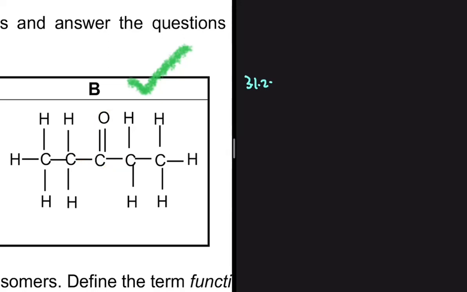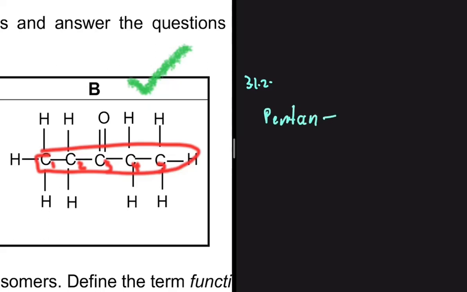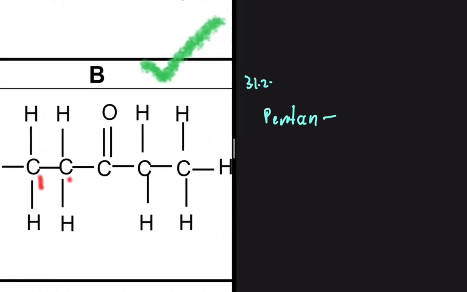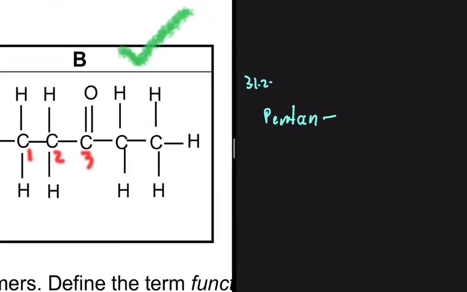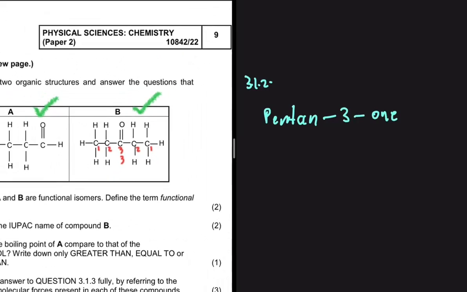Now what we need is the longest carbon chain. Clearly, it is easy to see that this will be our longest carbon chain with 1, 2, 3, 4, 5 carbons. So we know we have pentane. Now what we're looking for is the position of the carbon that is bonded to the oxygen. If we start numbering from the left, we're going to have 1, 2, 3. If we start numbering from the right, we're going to have 1, 2, 3. So where we start numbering really doesn't matter. Our functional group is on the 3rd carbon. So we're going to have pentan-3-one. That is the answer to 3.1.2.